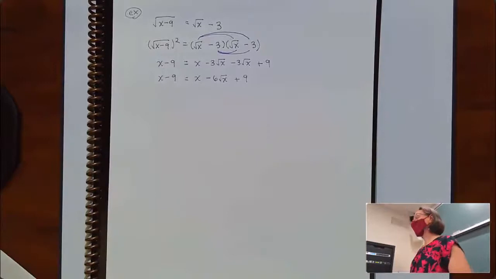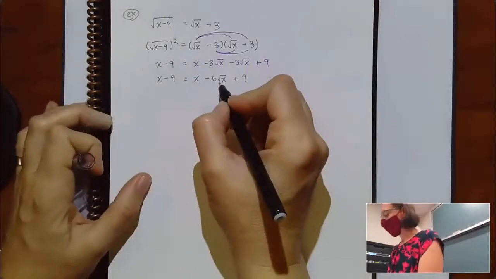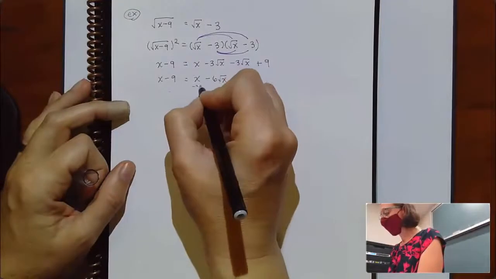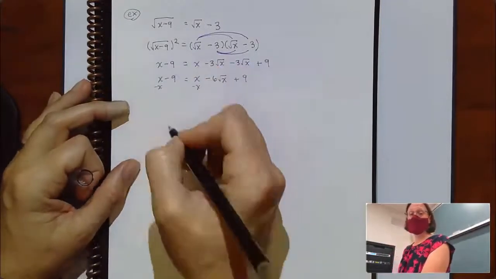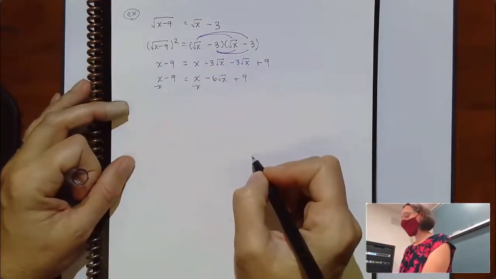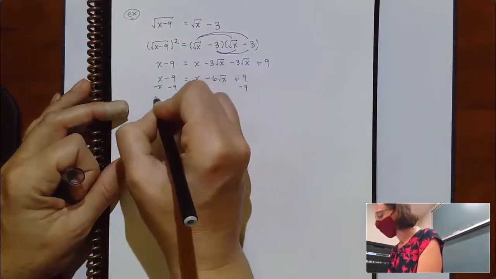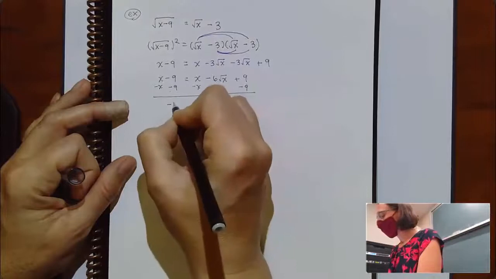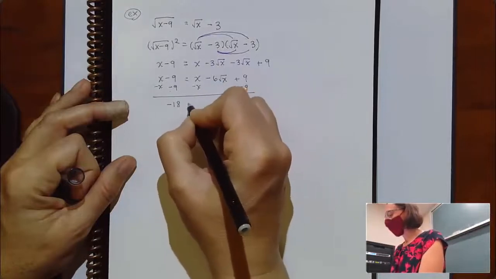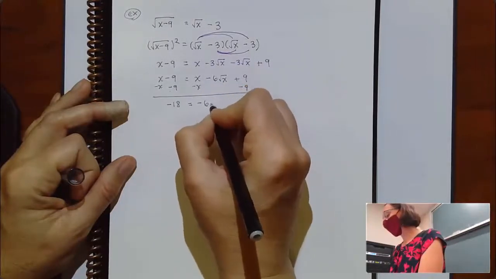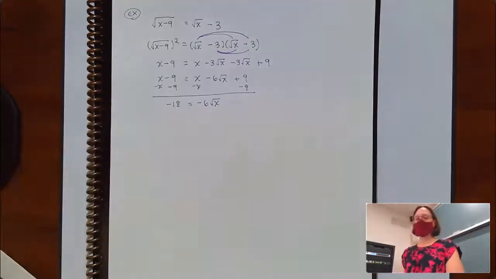Since I still have a square root, I want to isolate that square root piece and push everything else to the other side. So if I isolate that square root piece, I'm going to end up subtracting x, which is nice because now those are going away on the left-hand side. And I'm going to subtract 9. When I do that, I'm going to be left with negative 18 on the left is equal to negative 6 square roots of x.